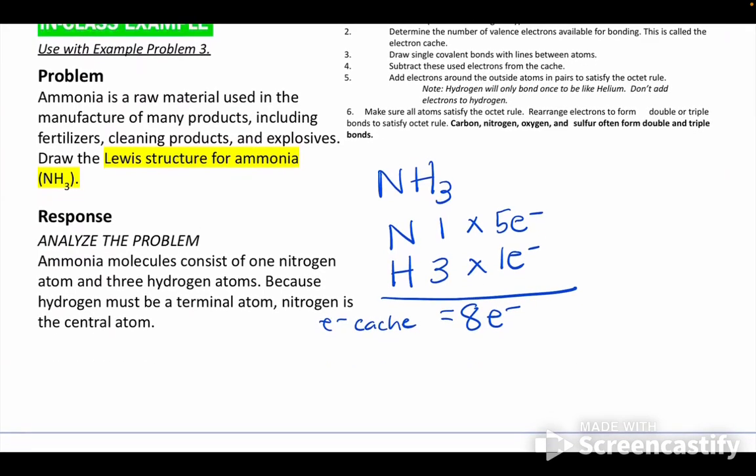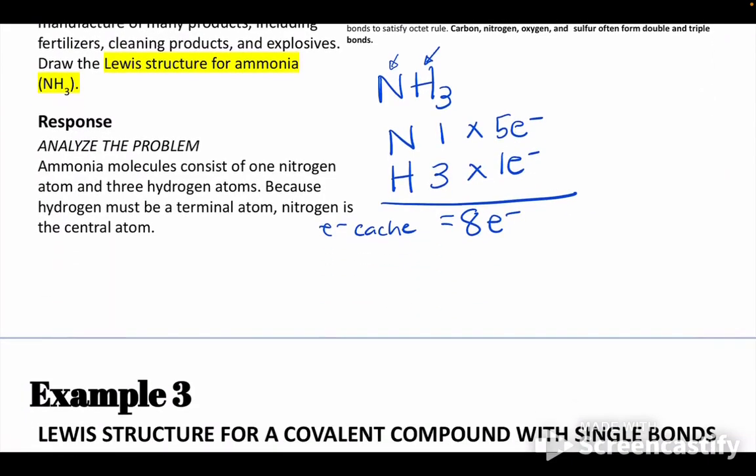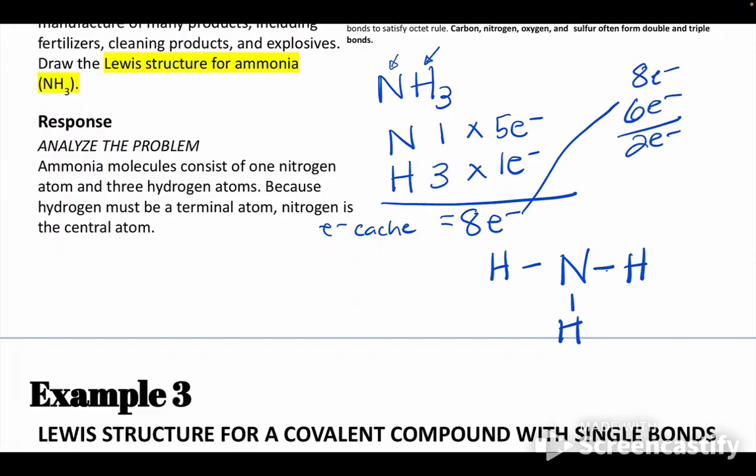Central atom is, this time, if you go with the least electronegativity, then you would pick wrong. You can kind of see from the structure that nitrogen is going to go in the middle. Hydrogen only bonds once, so it can never be the central atom. So I would draw N with single covalent bonds to the hydrogens. So remember, each bond is representing 2 electrons. So I had 8. Now I've used up 6, so I have 2 left over.